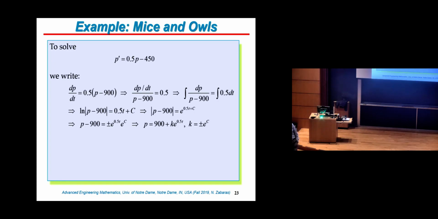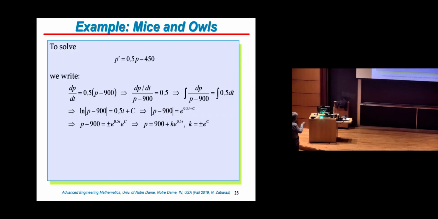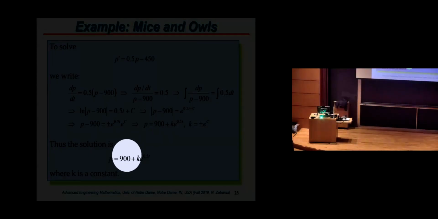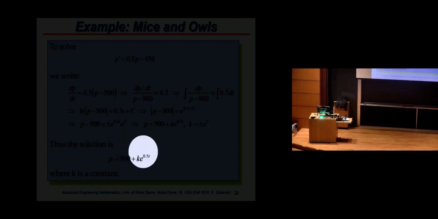How do we call equations where you can separate variables and integrate independently? Separable, thank you. So if you do the integration, you get a log from here, etc. And here is the solution. So the solution basically looks like 900. And you remember what that 900 was? Wasn't it the equilibrium solution? Okay. So we get the equilibrium solution plus some constant k times e to the 0.5 t.